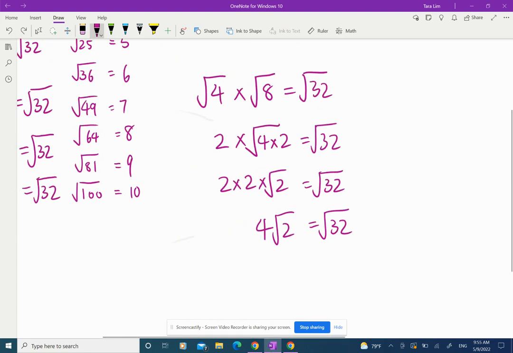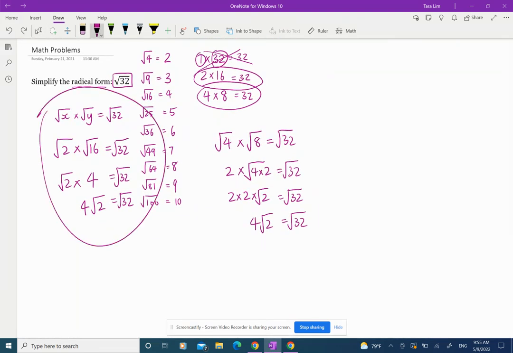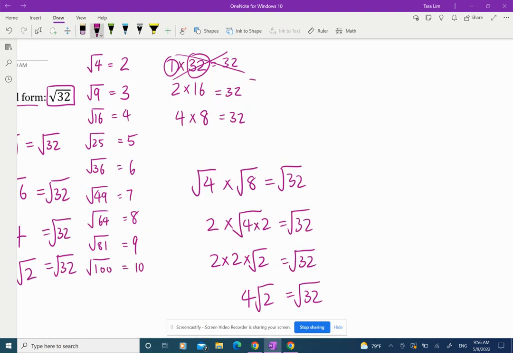If you compare these two here, they both do work, but in this method here, you can see that when you choose the 8, you have to simplify into 4 times 2, and that takes a little longer than this method here. So whenever you have two possible methods to choose, I would recommend you to always choose the number that is the biggest.